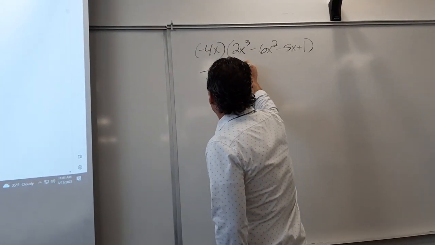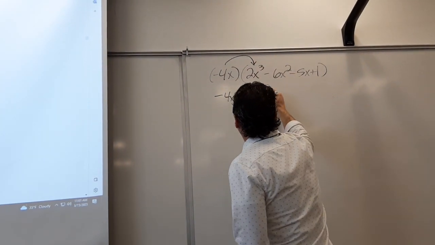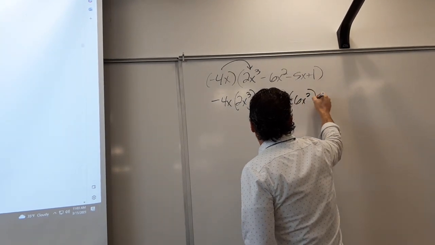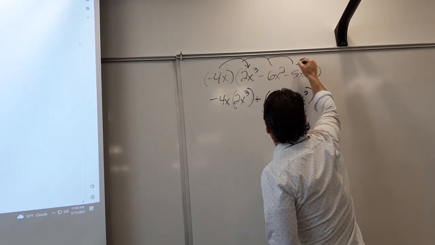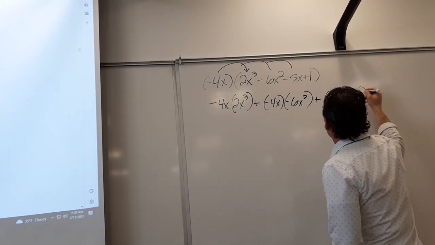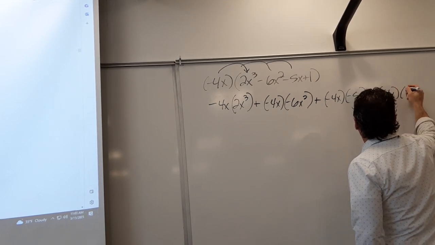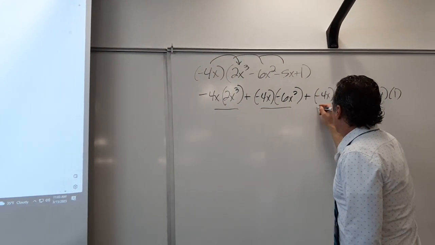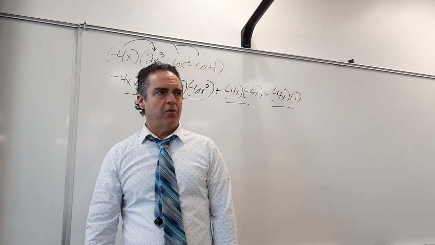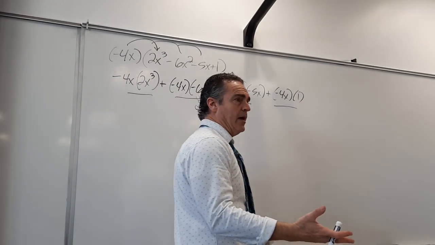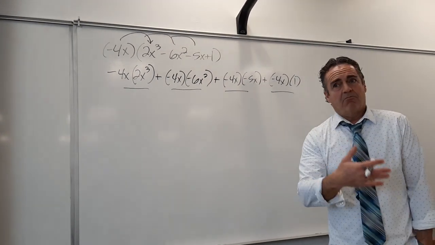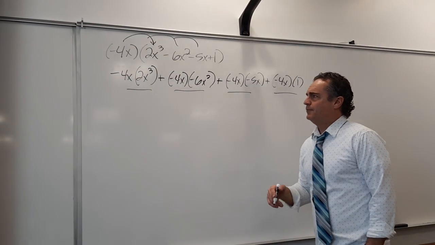4x times 2x to the 3rd, right? That has to go to here. Plus, always plus, negative 4x times what? Negative 6x squared. Plus, always plus, that has to go down to here. I got negative 4x times negative 5x plus negative 4x times 1. I have 1, 2, 3, 4 monos times monos, but still just a monomial times a monomial. If you understand how to do that, you understand how to do all this. But you got to be thorough and organized because it's kind of cumbersome with this many.